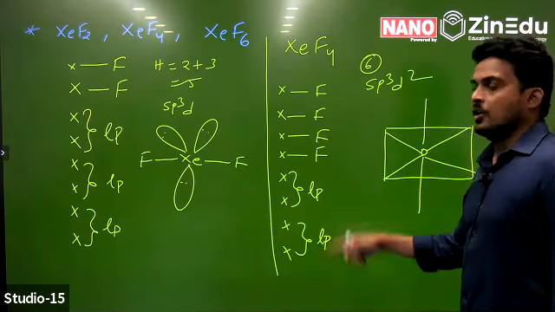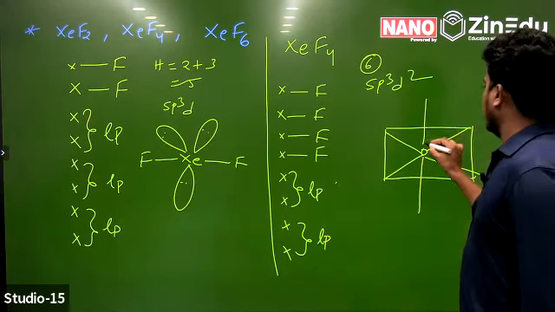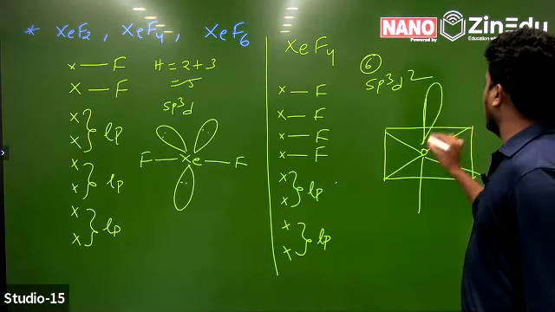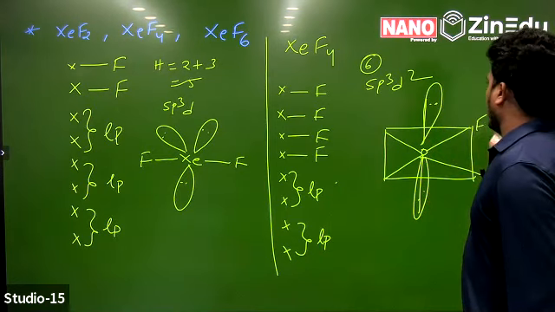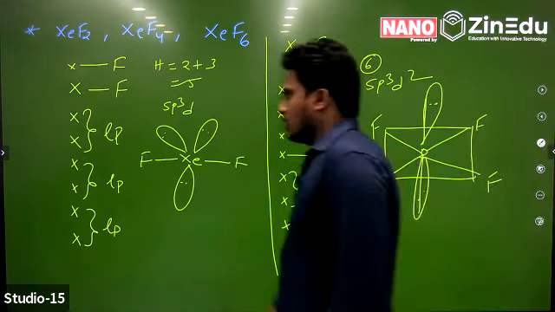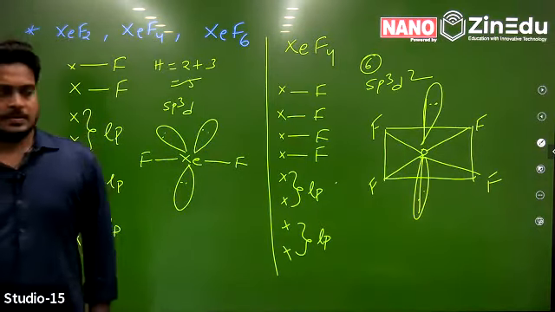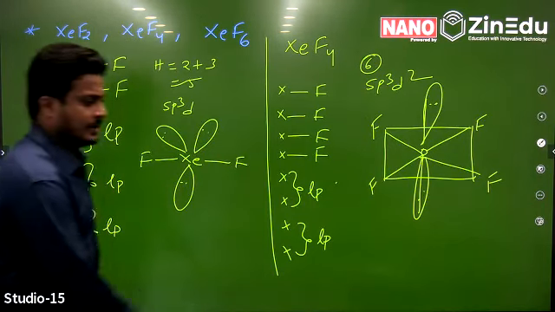But here we have how many lone pairs? 2. So consider these 2 as lone pairs, with the fluorines. Copy it fast. Square planar geometry.